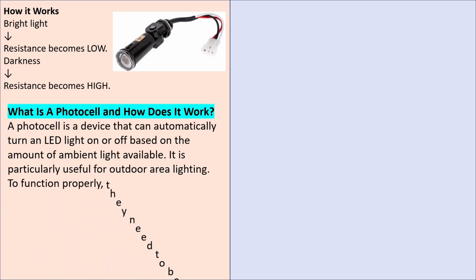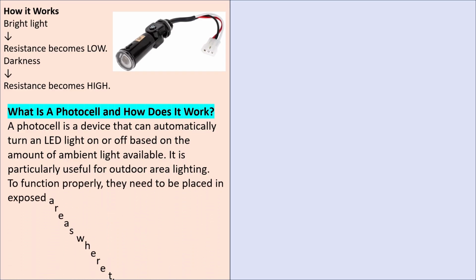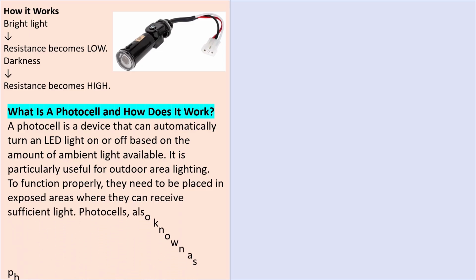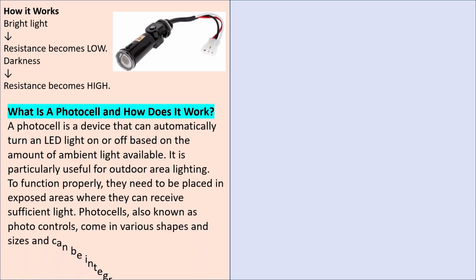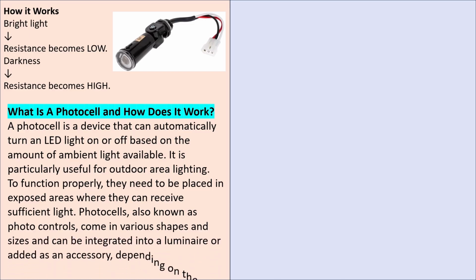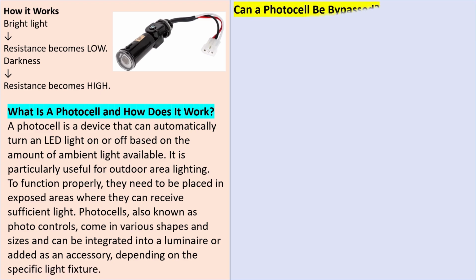To function properly, they need to be placed in an exposed area where they can receive sufficient light. Photocells, also known as photocontrols, come in various shapes and sizes and can be integrated into a luminaire or added as an accessory, depending on the specific light fixture. Can a photocell be bypassed?